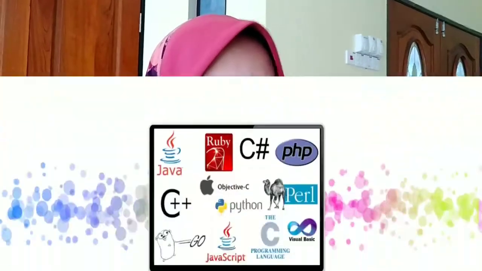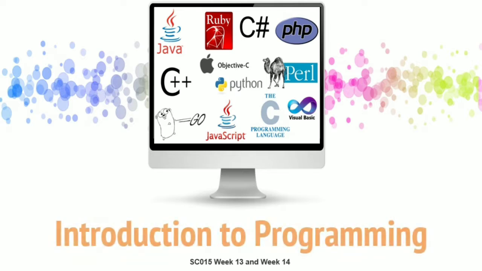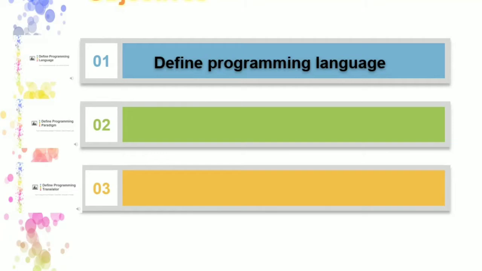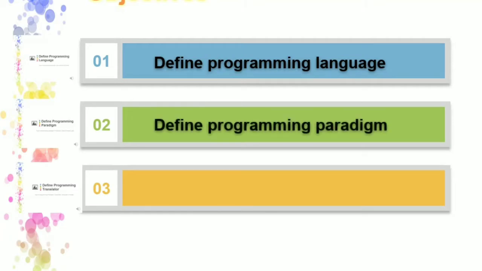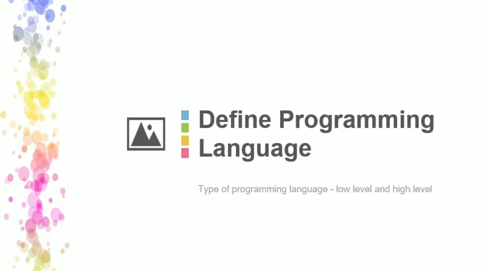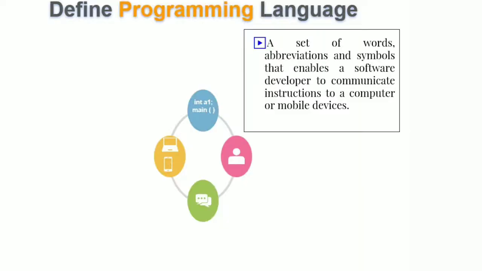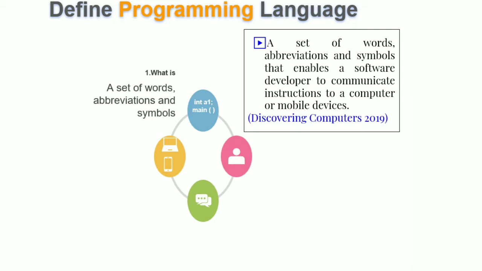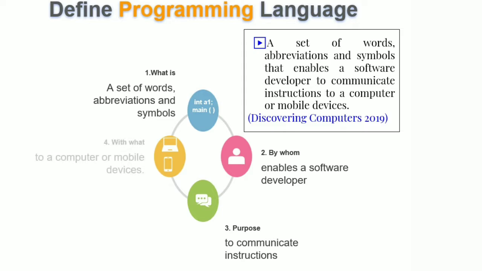In this video, you will learn about Introduction to Programming. There are three main subtopics in this chapter, which are Define Programming Language, Define Programming Paradigm, and Define Programming Translator. In this chapter, we only cover Programming Language. Based on Discovering Computers 2018, a programming language is a set of words, abbreviations, and symbols that allow software developers to communicate instructions to the computer or mobile device.